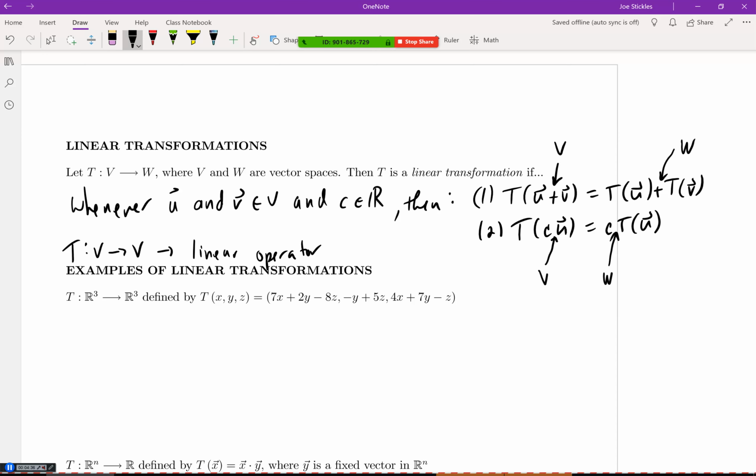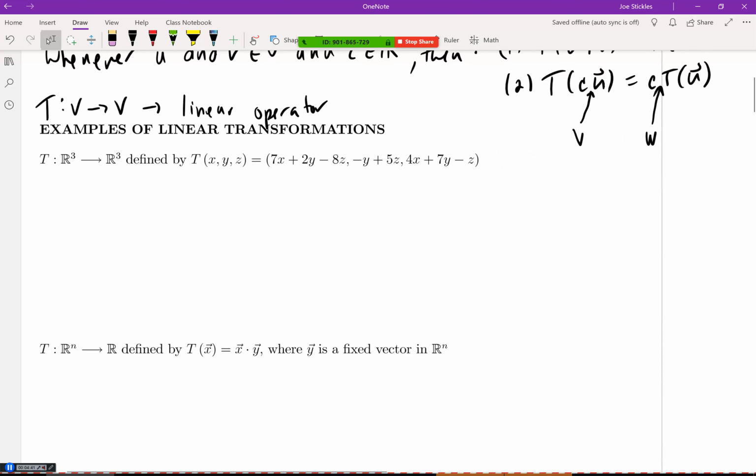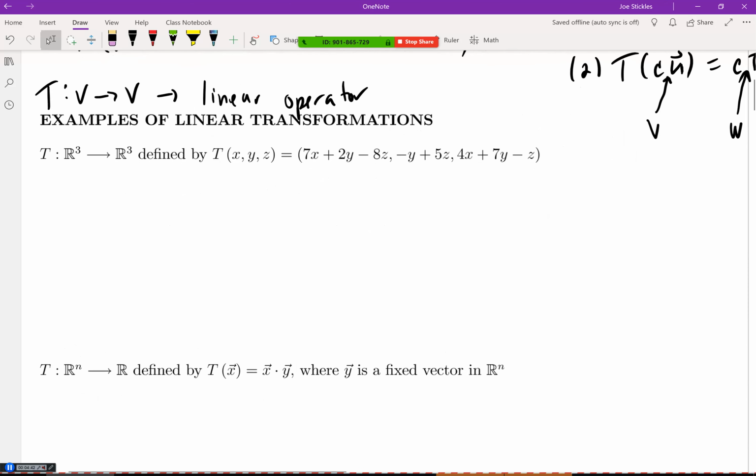All right, so let's do some examples here. Let's look at this first one. So we've got this function going from R3 to R3, so going from three-dimensional Euclidean space to itself. So this is an example here that if this turns out to be a linear transformation, then this will be a linear operator because the domain and the codomain here are the same. So this is how it defines the transformation.